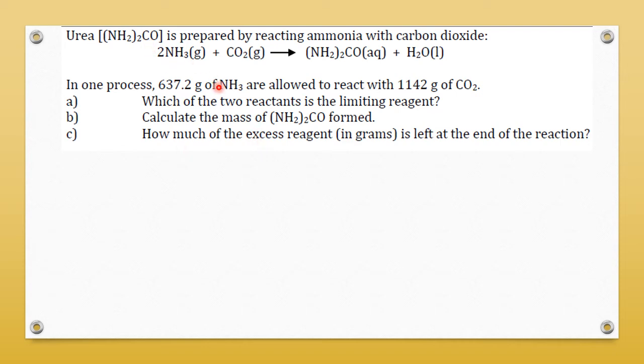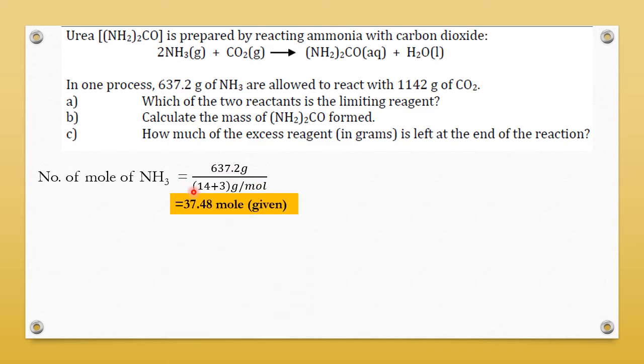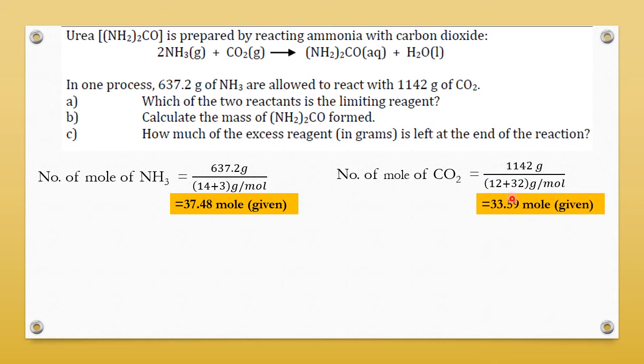Okay, so the question gives you the mass, so we have to find the number of mole of both reactants. So the number of mole of ammonia is 637.2 divided by the molar mass. So the number of mole of ammonia given is 37.48 mole. And the number of mole of carbon dioxide gas will be 1142 divided by the molar mass, which is 12 plus 32. So there are 33.59 mole of carbon dioxide. So these are the moles given.